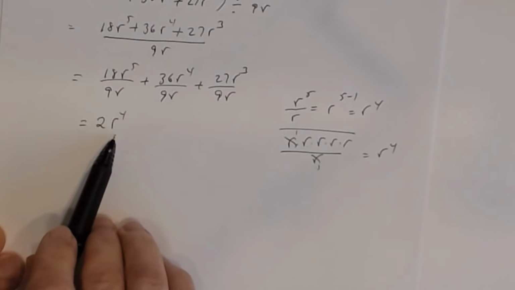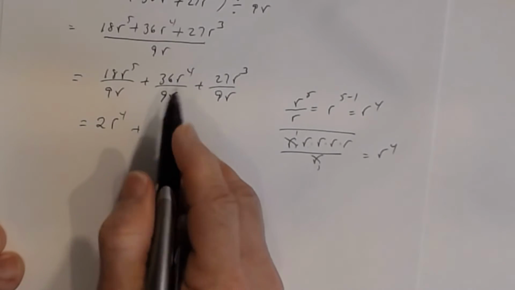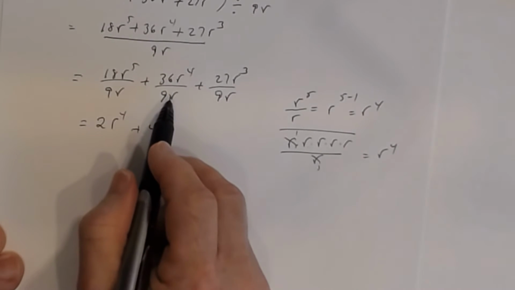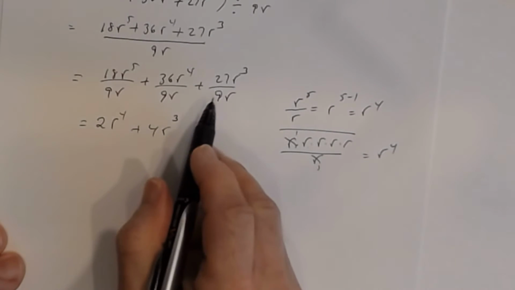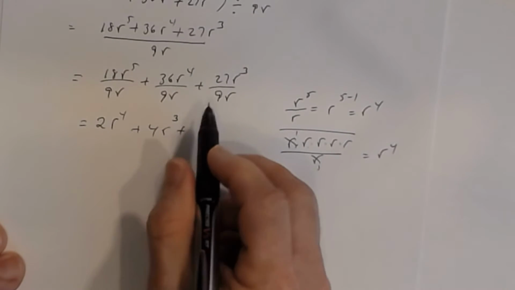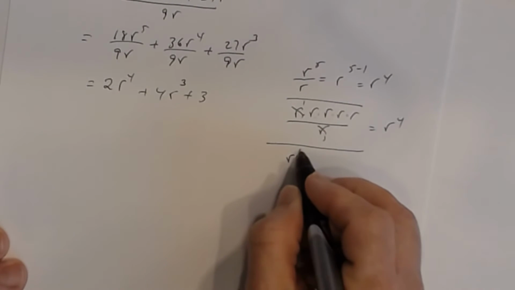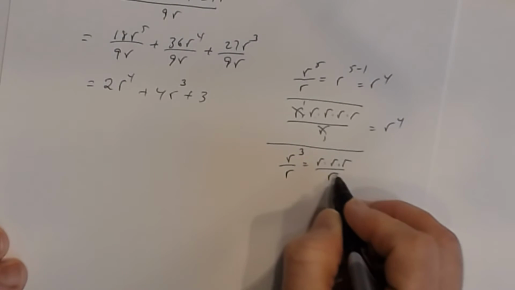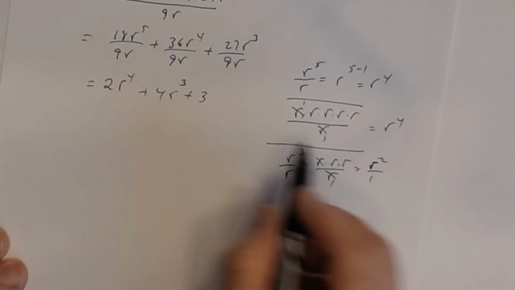So this fraction becomes this, plus, and do the same thing with the next one. 36 divided by 9 is 4. R to the fourth divided by r. I have 4 factors of r in the numerator, 1 factor of r in the denominator. I have 3 factors in the numerator. And then here, 27 divided by 9 is 3. R cubed divided by r. Again, go through this process if you have to. That's r times r times r divided by r. Reduce, that's r squared divided by 1, which is just r squared.